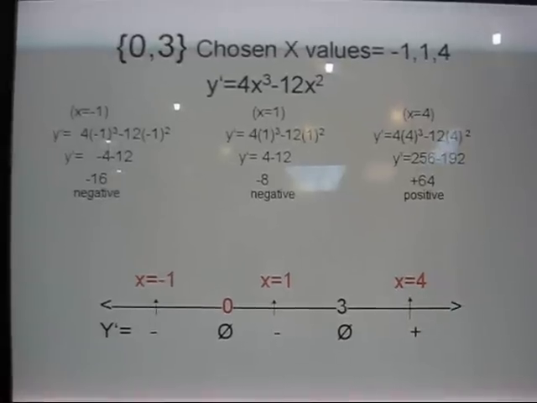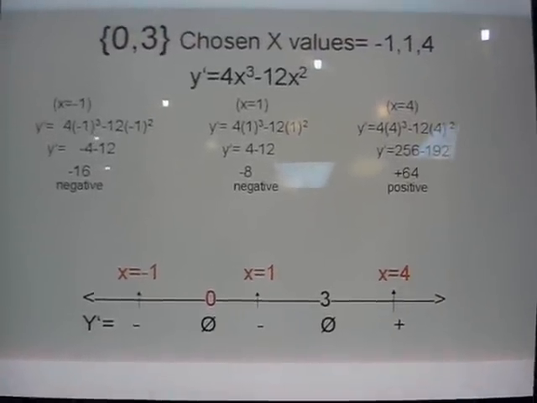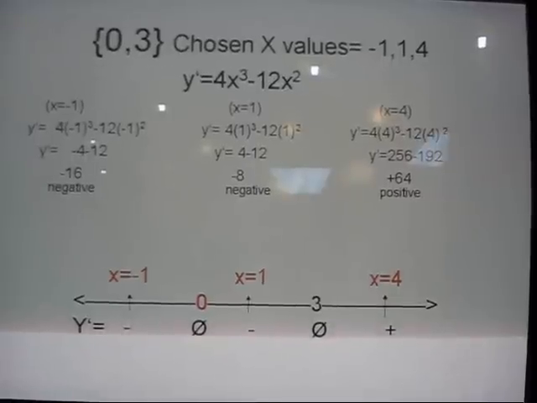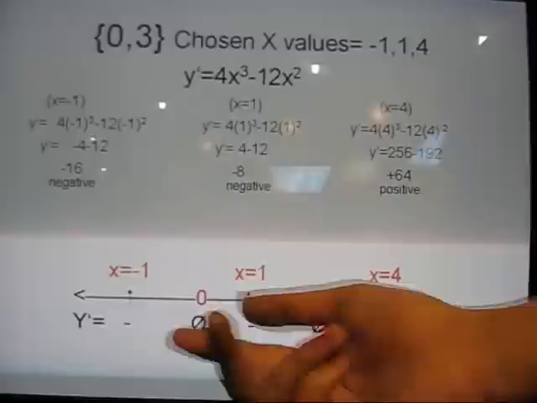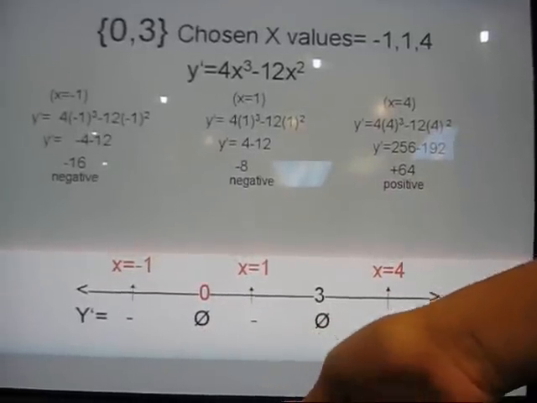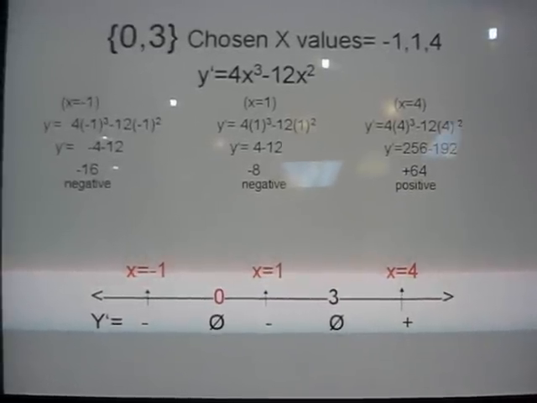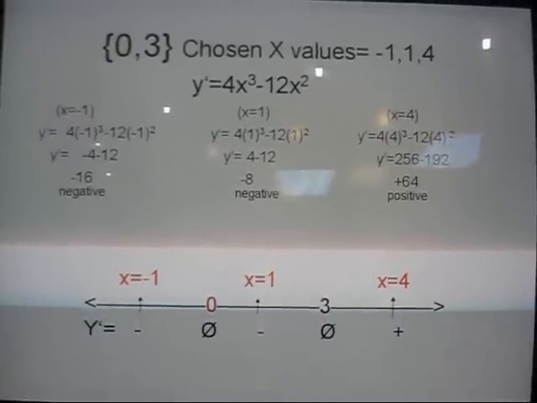Once you have chosen your x values, you plug the x values back into your y prime, and you just use basic algebra to figure out your answer. So for -1, we got -16. For 1, we got -8, and for 4, we got +64. So from this, you can start to see what your graph is going to look like.